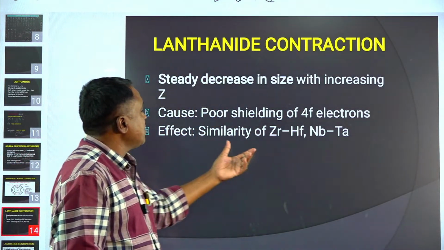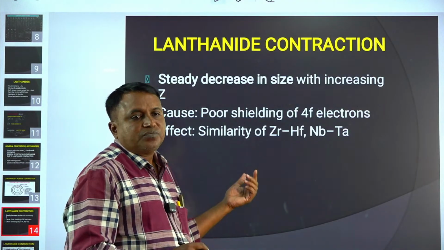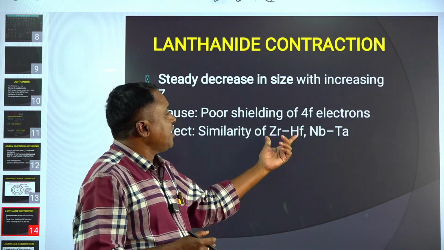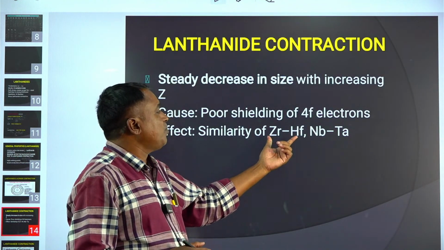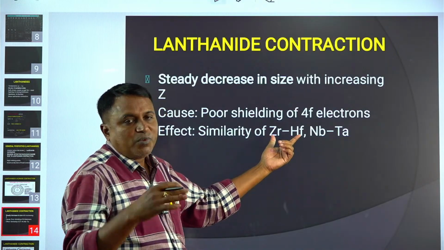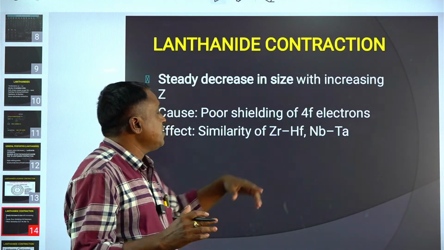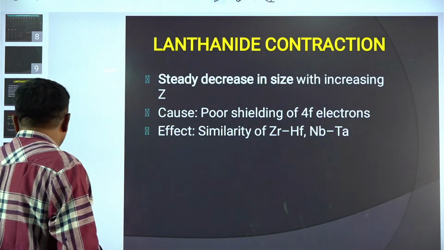Because of this similarity, we cannot separate the elements. We cannot separate elements of the same atomic radii. So that is the main consequence of the lanthanoid contraction.